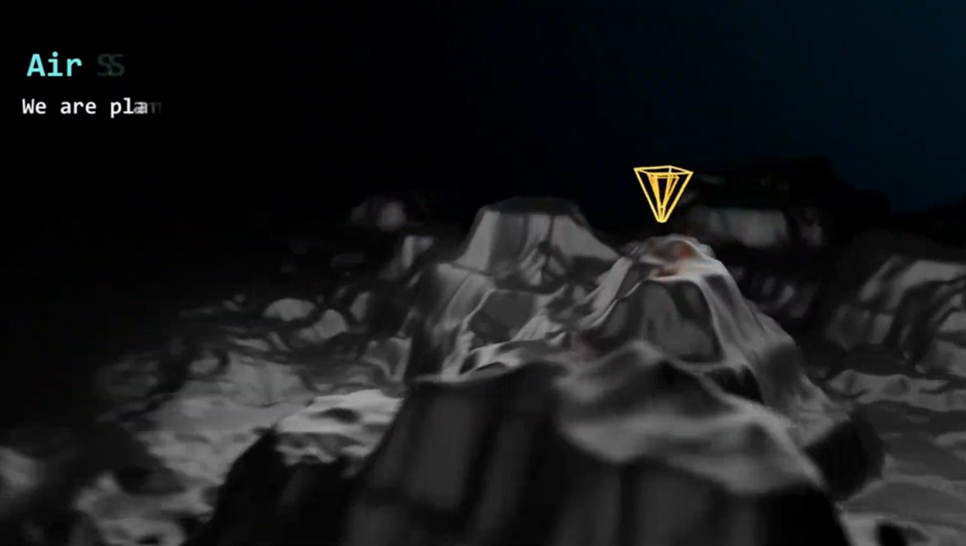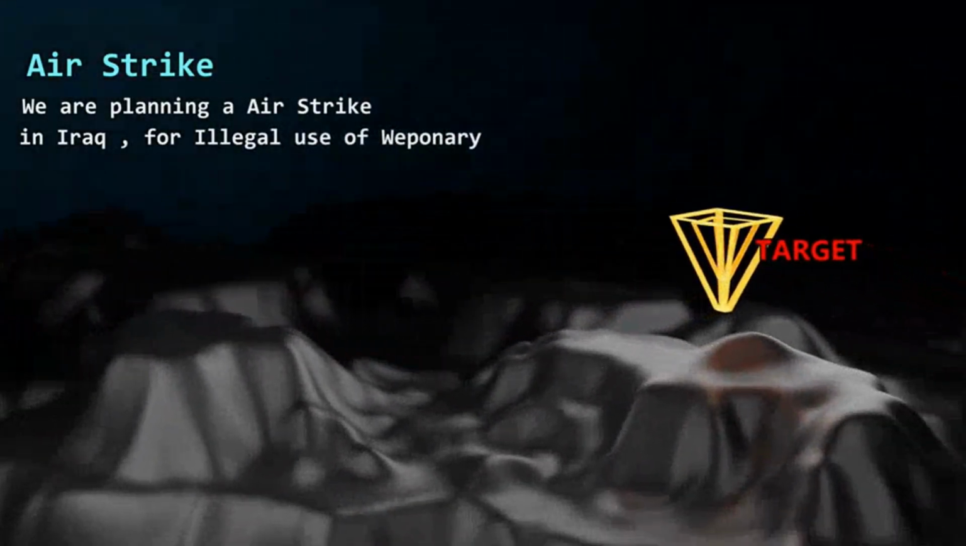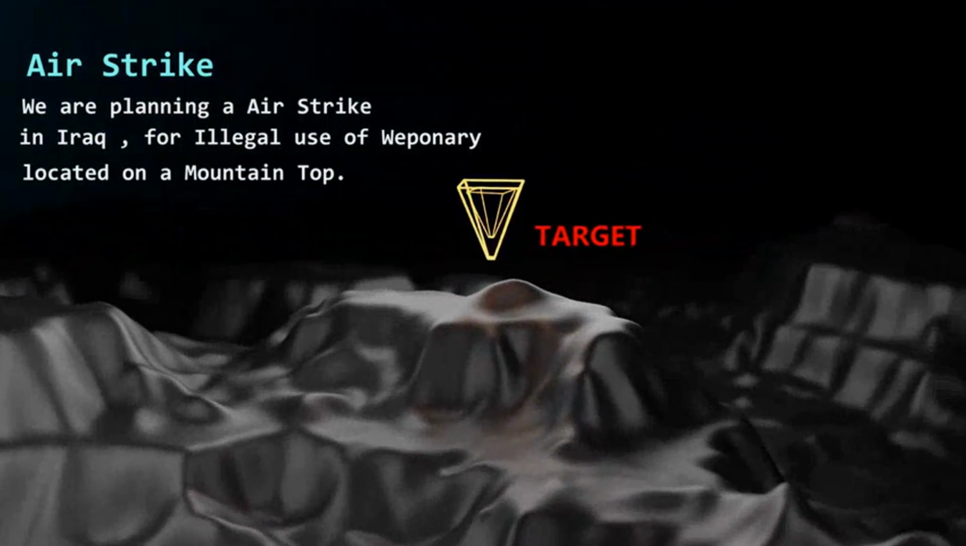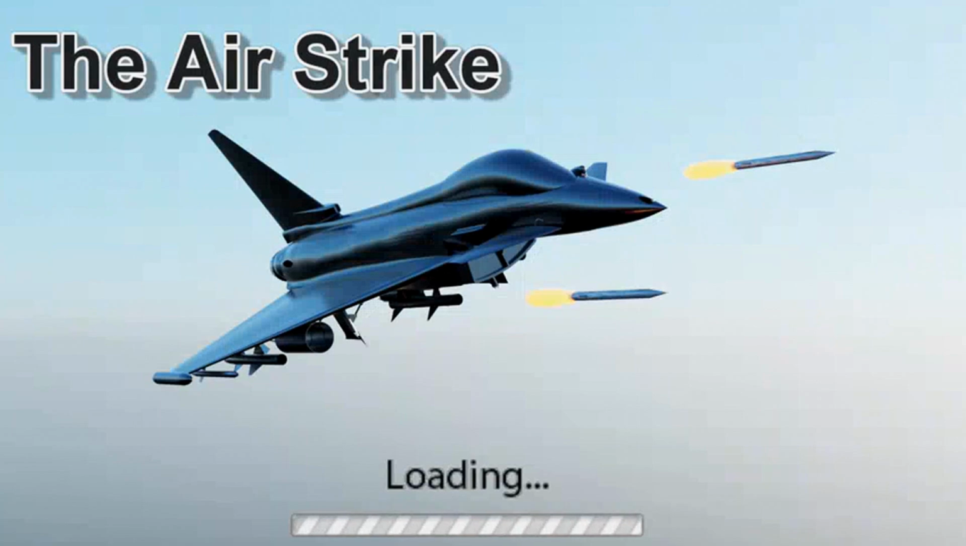We are planning a strike over an airport located in Iraq for illegal use of weaponry. It is located on a mountain top. Look out for patrols. Over and out.